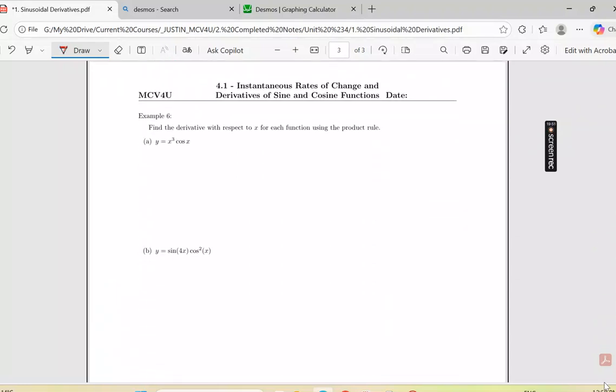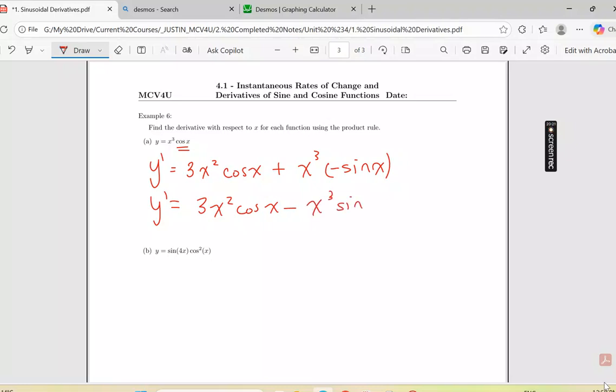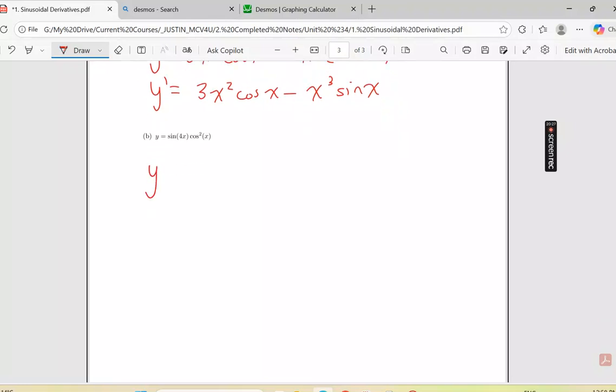Okay, now what else do we have here? Find the derivative with respect to x for each function using the product rule. Okay, so product rule, derivative of x cubed is just 3x squared times cos x plus, now I copy down the x cubed, derivative of cos x is just, sorry, negative sine x. Done. So now the next line is just simplifying to give me 3x squared cos x minus x cubed sine x.